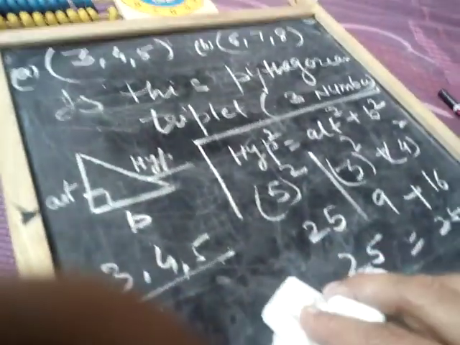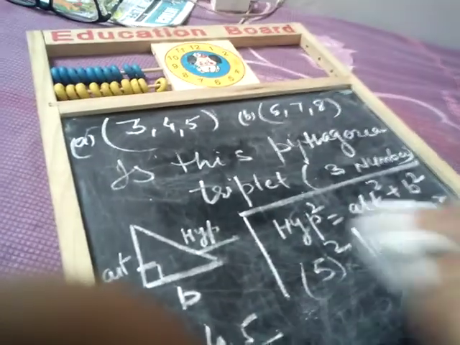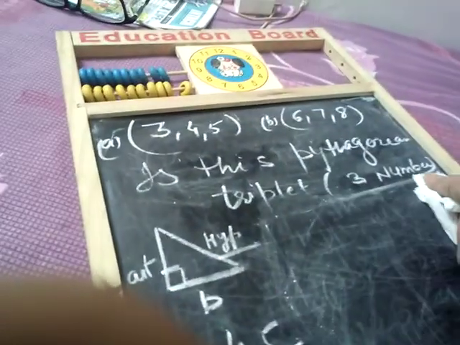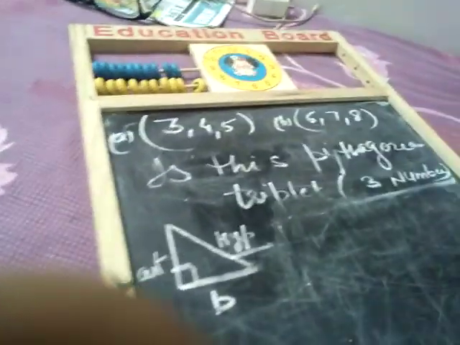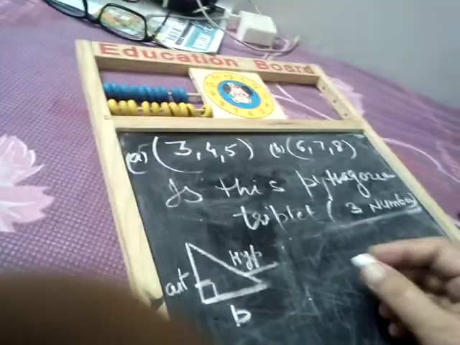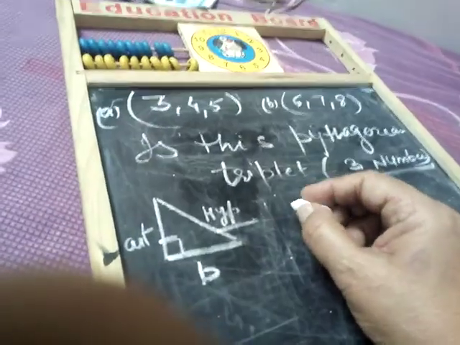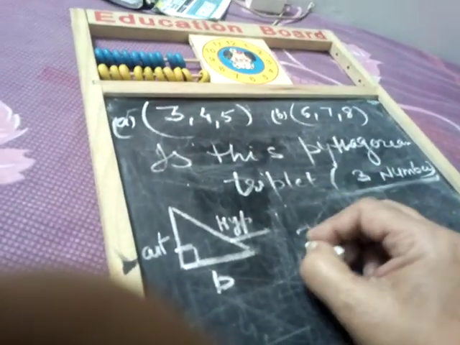Second formula, this is the second formula. I am rubbing this out now. Second formula, to check whether 3, 4, 5 is a Pythagorean triplet. So here one more formula is, this is a proved formula.